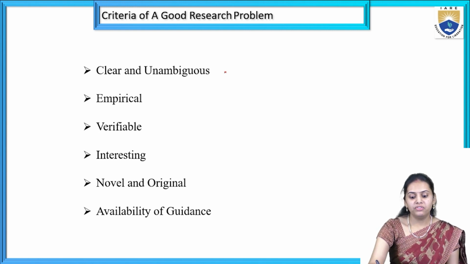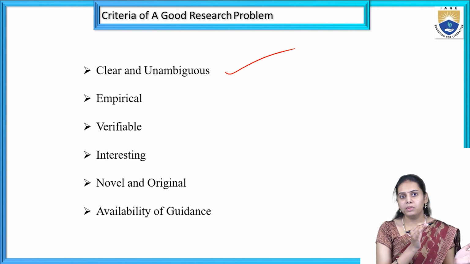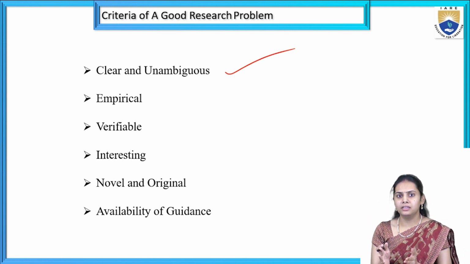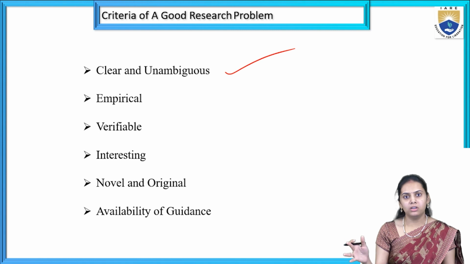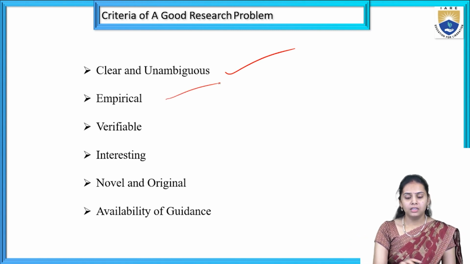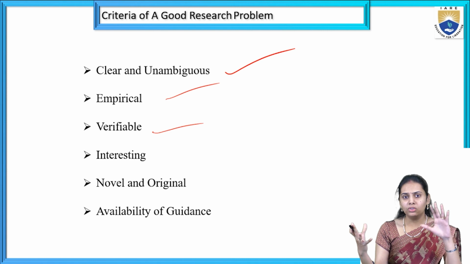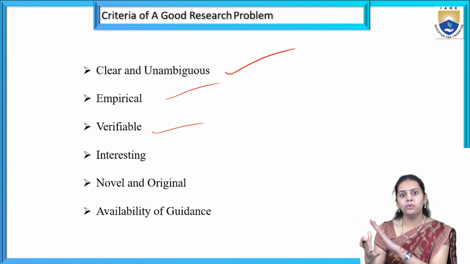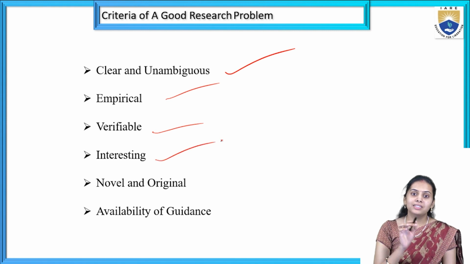See, the first factor, clear, means the research problem statement should be very clear, so that there is no other question about whether it works out or not. The second one is empirical. The third one is verifiable. Once I have chosen a problem, I should be able to verify it, then I take that research problem. And the fourth one is interesting.